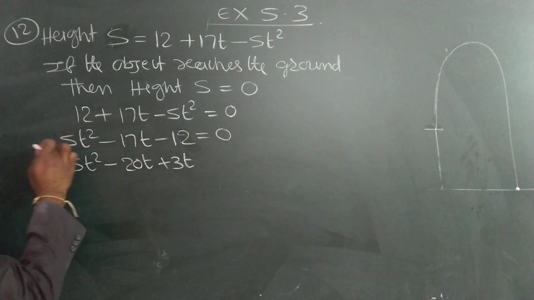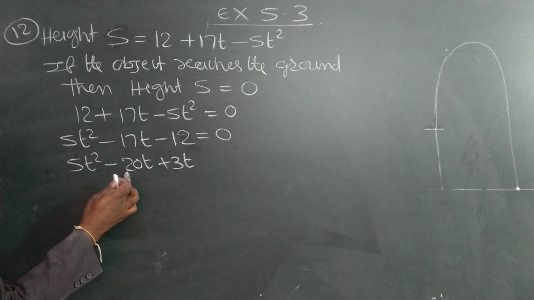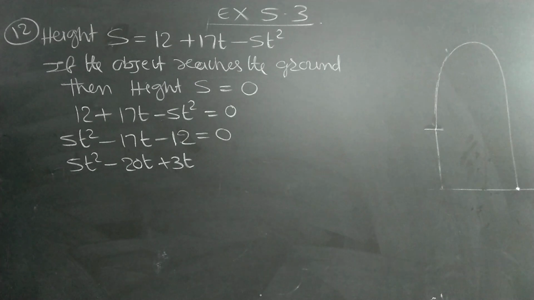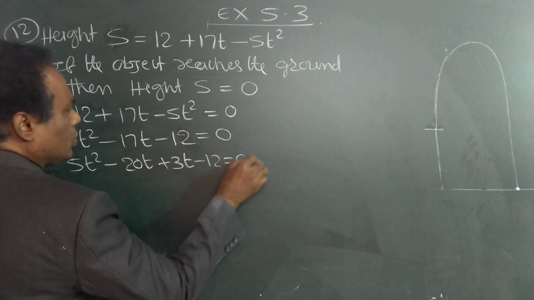Minus 12 into 5 is minus 60. Minus 20 into 3 is minus 60. Minus 20 plus 3 is minus 17. Factors. So many problems we did using the factors method. Formula method is simple. You can do it.